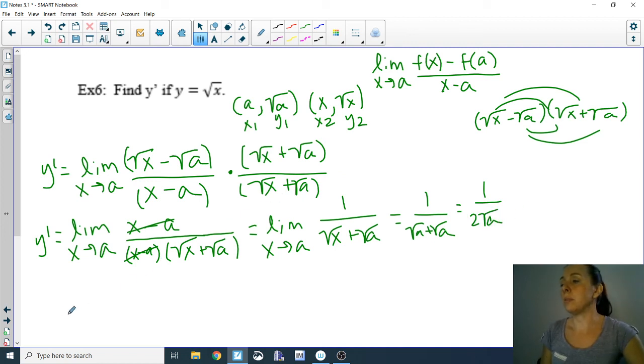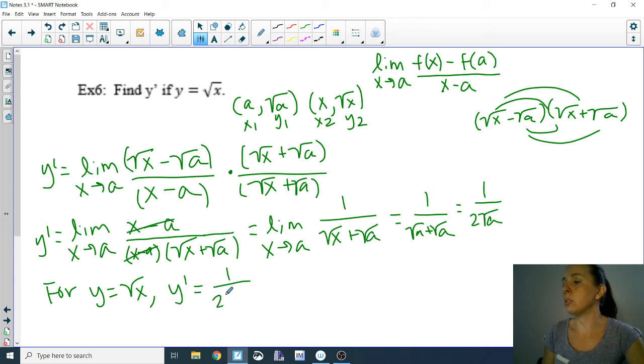All right, now this is what I was talking about with taking the a and turning it back into an x. I'm going to write a statement down here. For y equals root x, y prime is equal to 1 over 2 root x. You can change that a back to an x if you would like. You could actually write this as the limit as a approaches x and turn your points around, and that would do that as well. It's kind of weird and students don't like that. So usually I just say, let's go to a like we're used to doing, and then we'll go back to an x form.